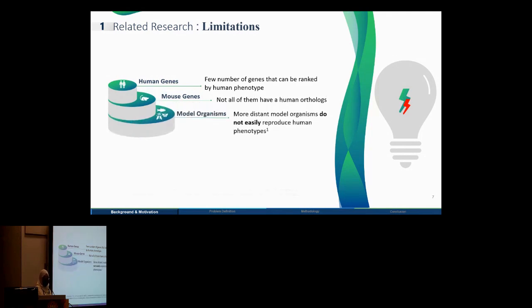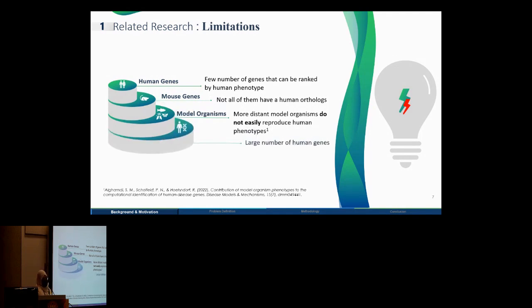And recent studies showed that the more distant model organisms do not easily reproduce the human phenotypes, and considering that we have a large number of genes in humans, most of these methods miss a large amount of gene information. So these challenges emphasize the ongoing difficulty of fully understanding the genes underlying the disease phenotypes, and of incorporating additional information for the genotype to phenotype association.